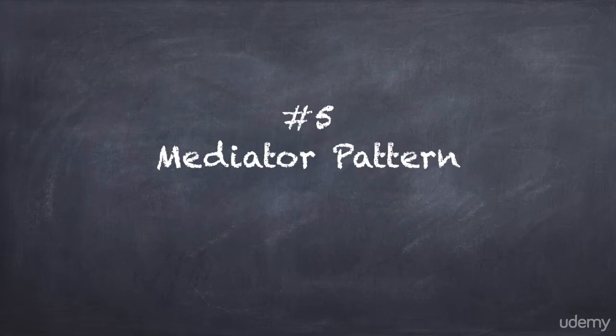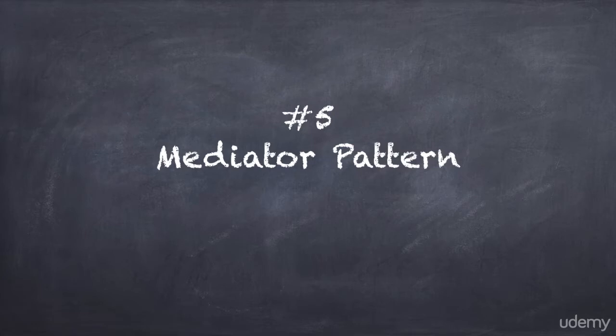This is the fifth behavioral design pattern from the Gang of Four Design Patterns book. This one is called Mediator Pattern, and it is a pattern you use when you want to set up loose coupling between a group of objects by keeping them from referring to each other directly.